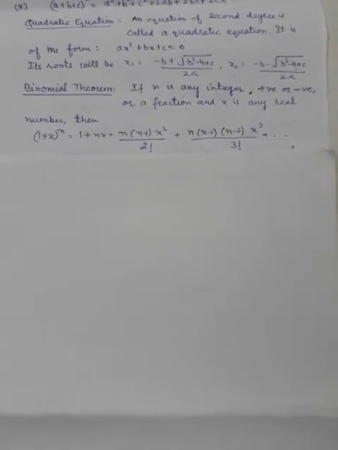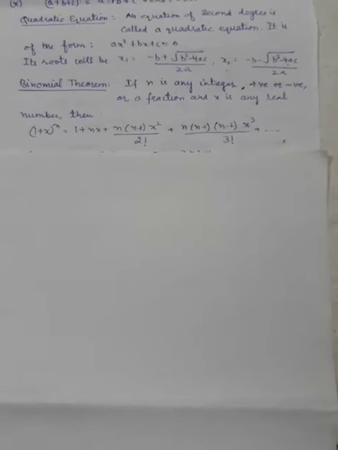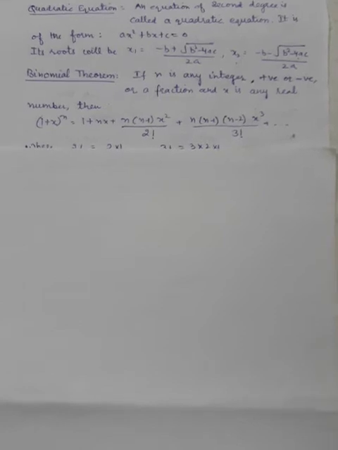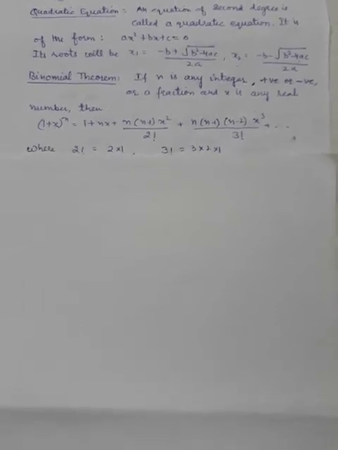factorial. Here I am using the exclamation sign after 2, and I pronounce it as 2 factorial, and it will be equal to 2 into 1. In the next step you can see n(n minus 1)(n minus 2) x cube upon 3 factorial. What would be the next step? Yes, you are right. It is n(n minus 1)(n minus 2)(n minus 3) x to the power 4 upon 4 factorial. It will continue till we reach up to 1.